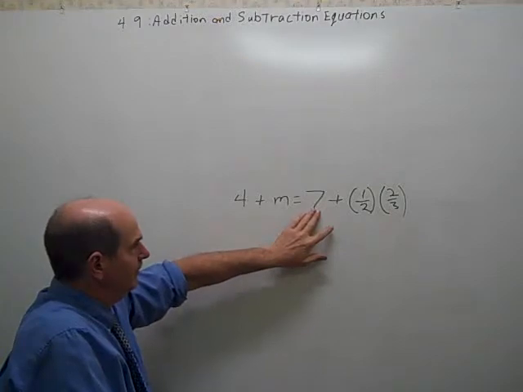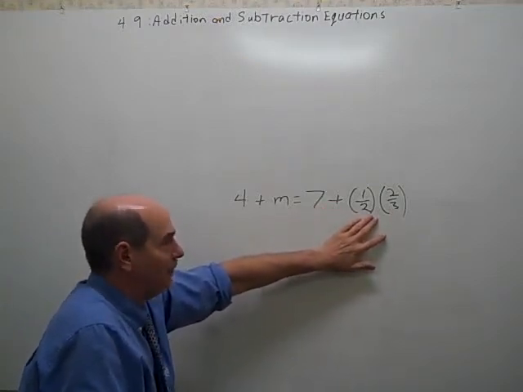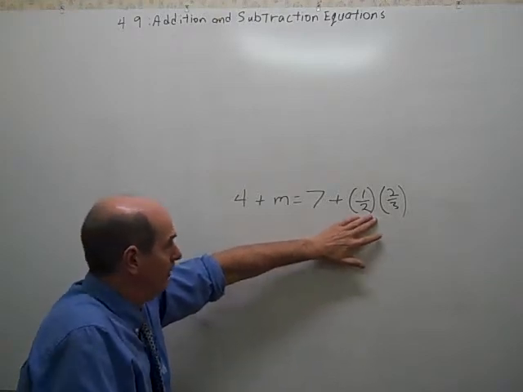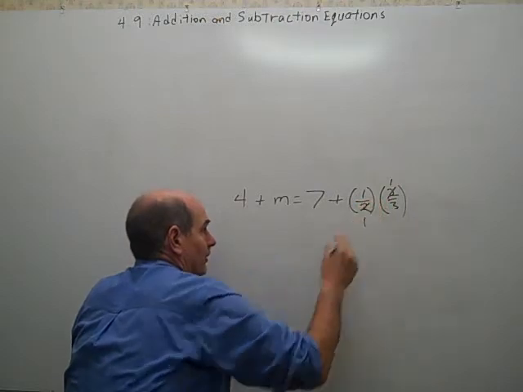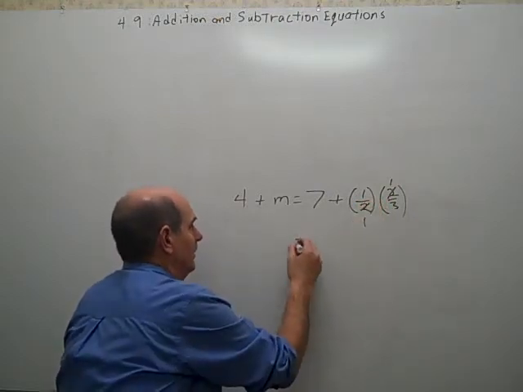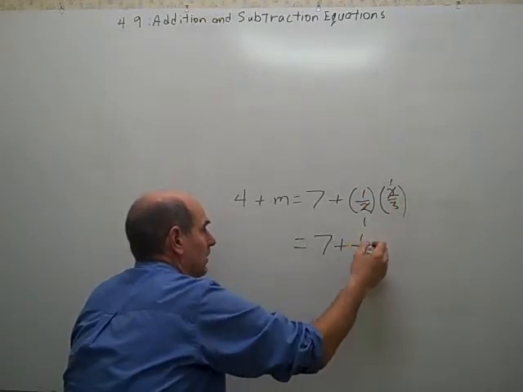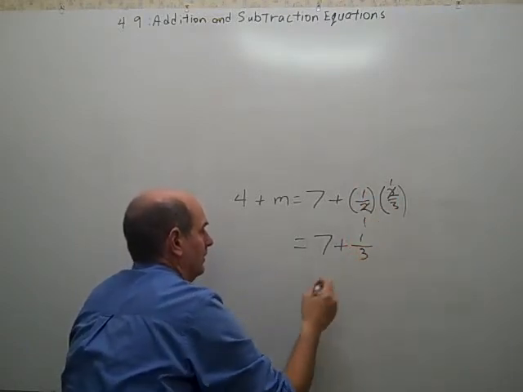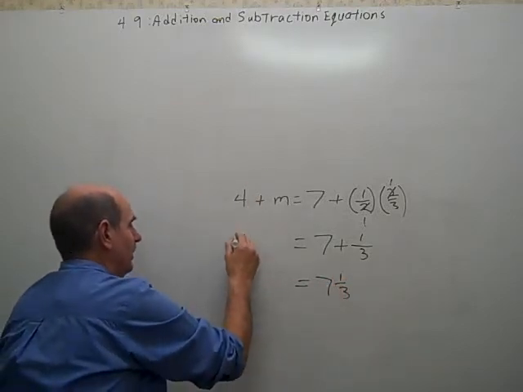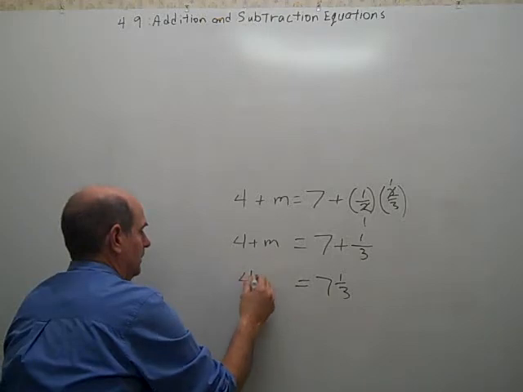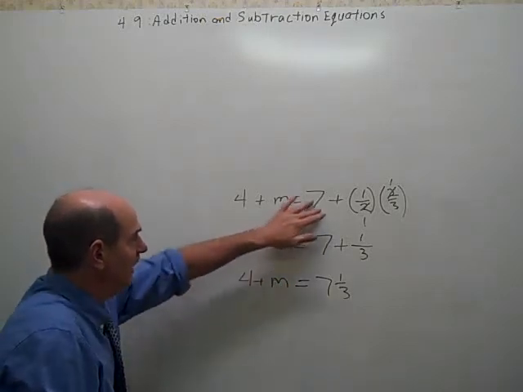We have 7, and then added to that is the product of 1/2 and 2/3. Multiplication has the priority over addition, so we do this first. And we notice there's a 2 here and a 2 here, so we can reduce before we multiply. And the right side becomes 7 plus 1 times 1 over 1 times 3, which is 7 1/3. Everything's staying the same over here for now. And this looks much easier to work with than what we had up here.